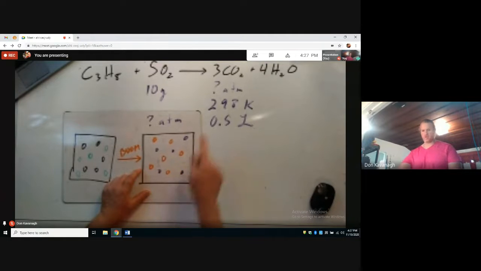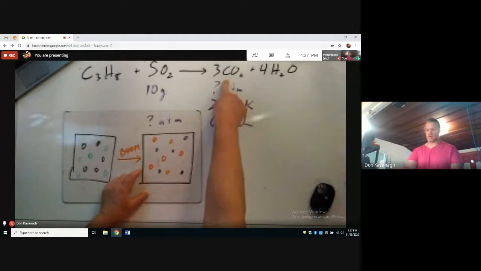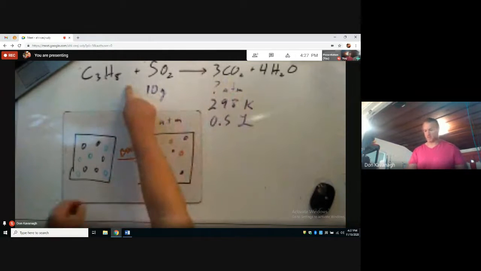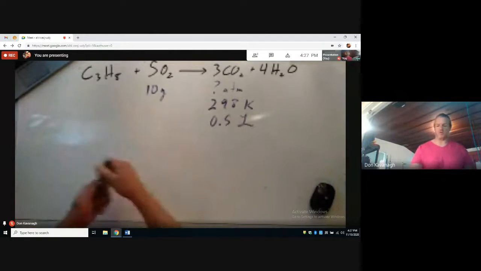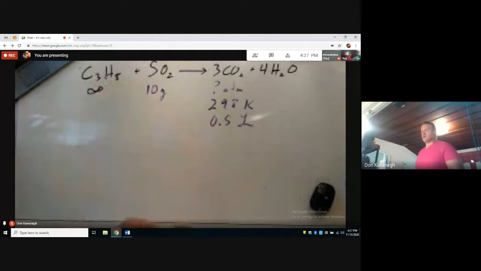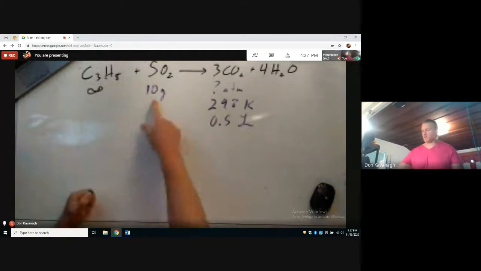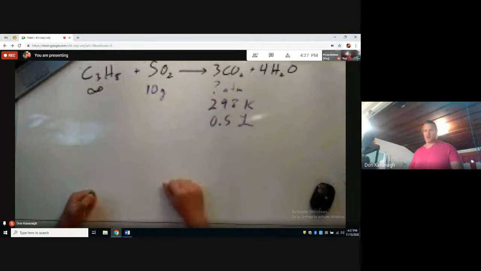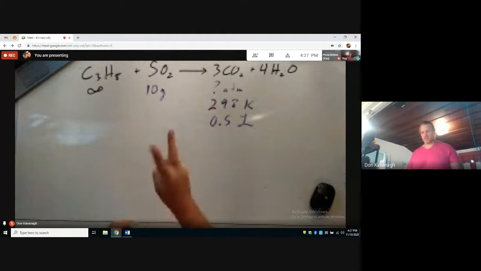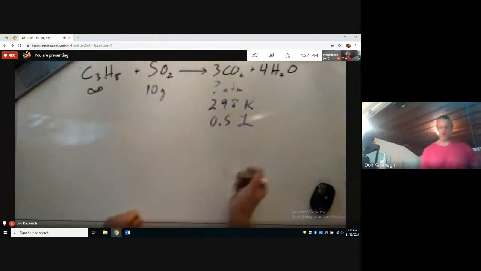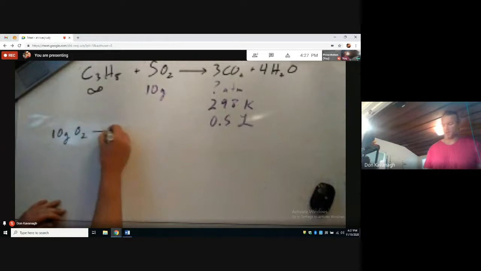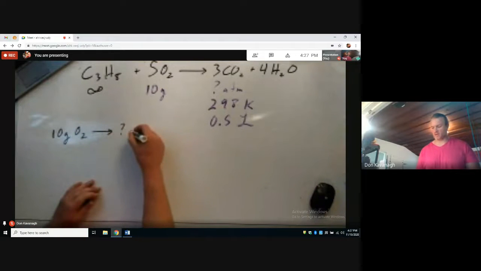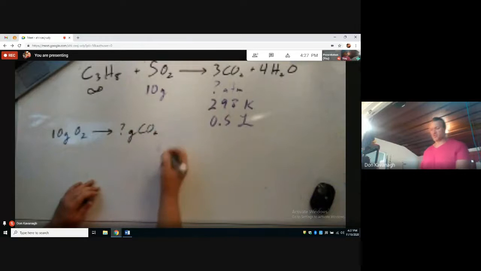Now, if we're going to know something about the products, we have to know things about the reactants. We have 10 grams of a starting material, oxygen, and assuming an infinite amount of propane. With our 10 grams of O2, how can we get the pressure of a gas? Well, this problem is done in 2 steps. The first step is taking the 10 grams of O2 and determining how many grams of CO2 could be produced.